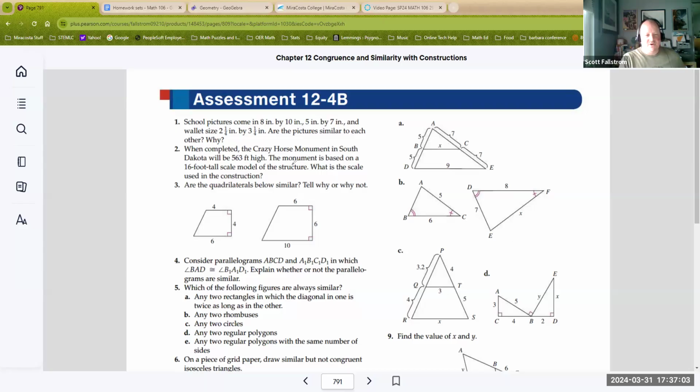Crazy Horse Monument, South Dakota, 563 feet high. The monument is based on a 16-foot tall scale model. What is the scale? When they say the scale, it really is the scale ratio. What is that ratio?